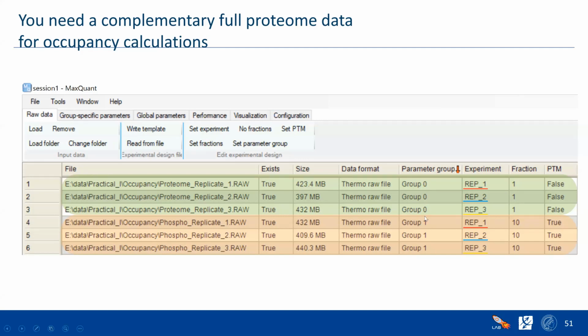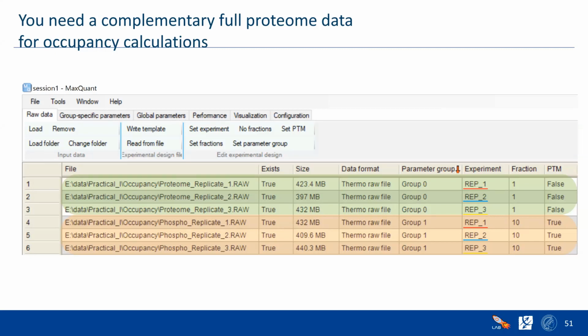And then we know that there are two different groups, and groups will be crucial because we will put the second group, the phosphoserine, threonine, and tyrosine, but we will not put it there because we don't expect to see changes on the tyrosine phosphorylation level here. They are all different experiments, and we don't have fractionation. Here we have the PTM column, and then we tell MaxQuant which one is the PTM study, and it needs to know in order to calculate the occupancy.